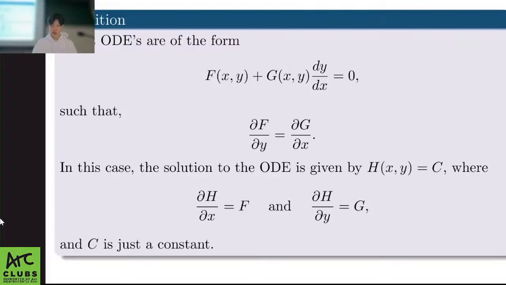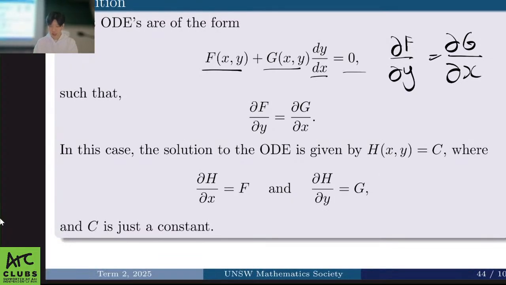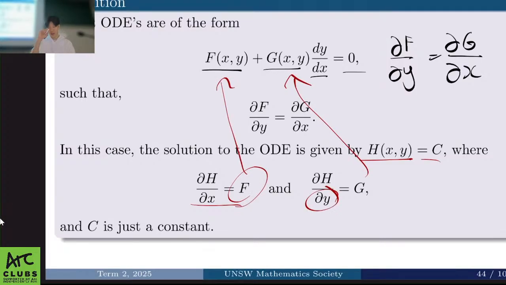Now we have something called exact ODE, and they're in the form f(x,y) plus g(x,y) dy/dx equals 0. And we can check if it's exact if the partial of f with respect to y is equal to the partial of g with respect to x. If it is exact, that means the solution to the ODE is h(x,y) equals some constant, where partialing h with respect to x gives me f back, and partialing h with respect to y gives me g.